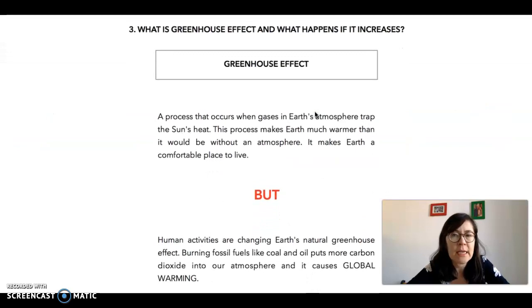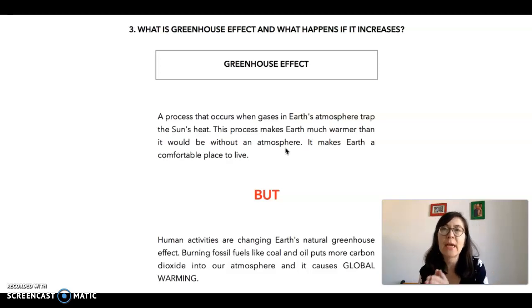Number 3, what is greenhouse effect? Everybody, the greenhouse effect, if it is natural, is something good for us because it is a process that occurs when gases in Earth's atmosphere trap the sun's heat and keep it in the Earth's atmosphere. And this process makes Earth much warmer than it would be without an atmosphere. Imagine that if we hadn't had an atmosphere, the Earth would have been very, very hot. So thanks to the atmosphere and also thanks to the natural greenhouse effect, the Earth has the perfect heat. So it makes Earth a comfortable place to live.